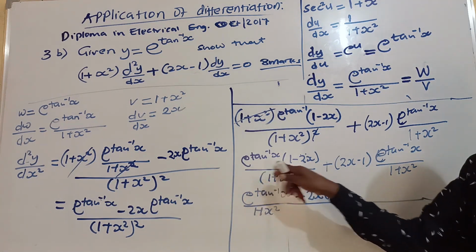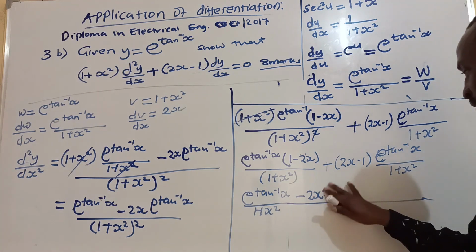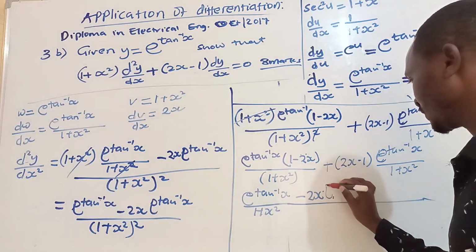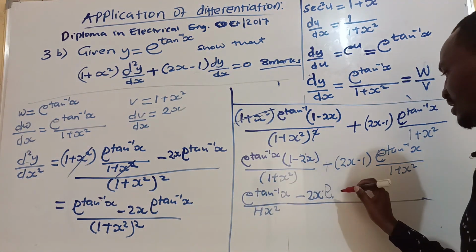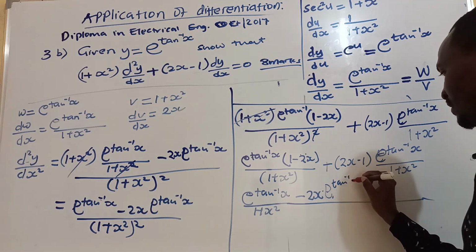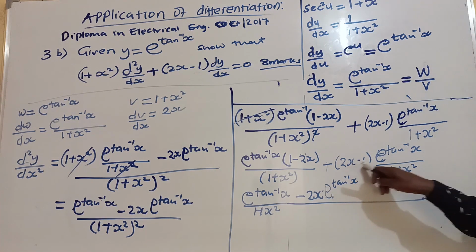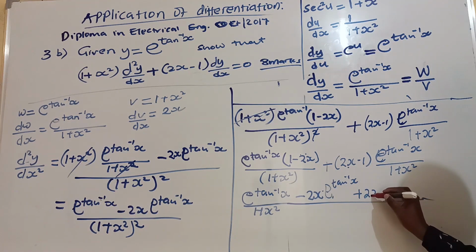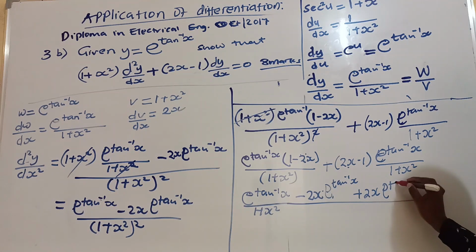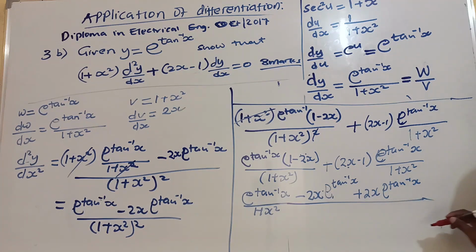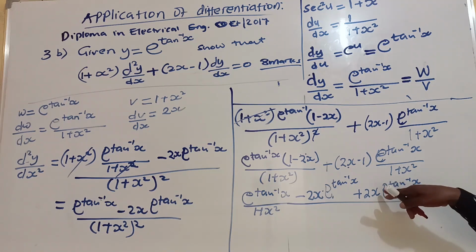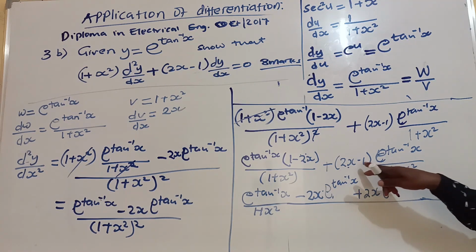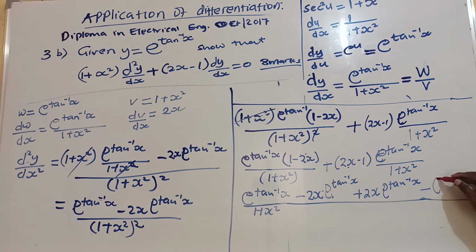So when you open this bracket, negative 2x exponential tan inverse x, here I'm opening this and this, plus 2x exponential tan inverse x. Then because I've already multiplied this and this, I'll now multiply this and this, minus exponential tan inverse x. We are now done.